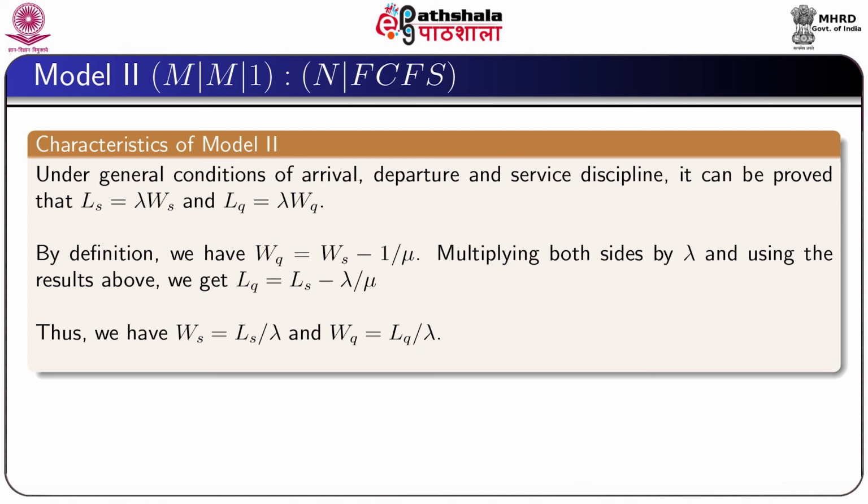And now, multiplying both sides by lambda and using the result above, we easily get L q equal to L s minus lambda by mu, and thus we have W s equal to L s by lambda and W q equal to L q by lambda.